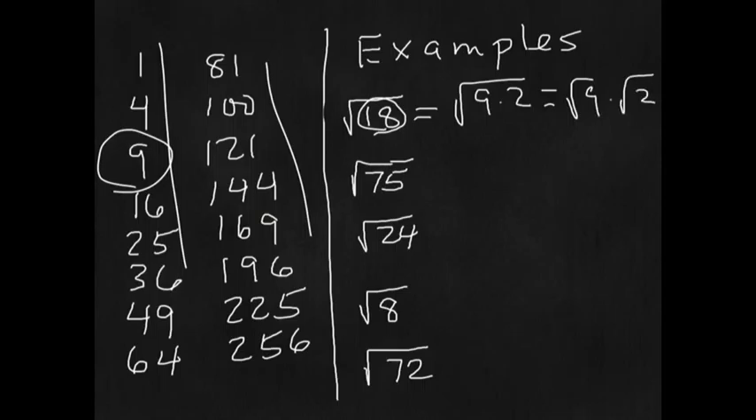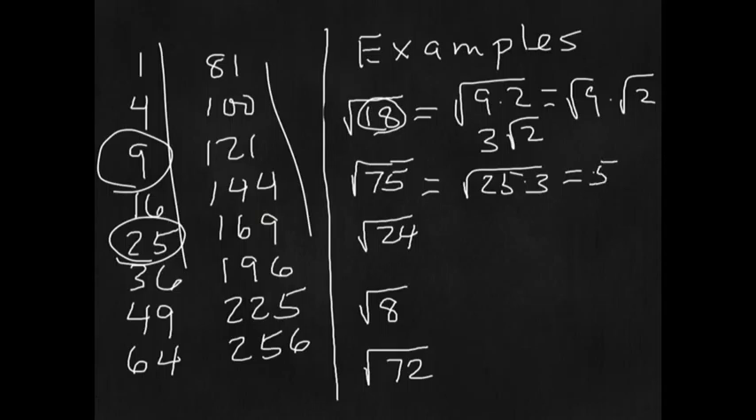And then my answer is going to be 3, which is the square root of 9, and then 2. So 3 root 2. The answer to this one is going to be the square root of 25 times 3. Again, I'm looking for the largest perfect square that divides evenly into the value. So the square root of 25 times 3 is what we get. Square root of 25, for space's sake, I'm just going to write 5 here. That's the square root of 25. And then I'm going to write radical 3.